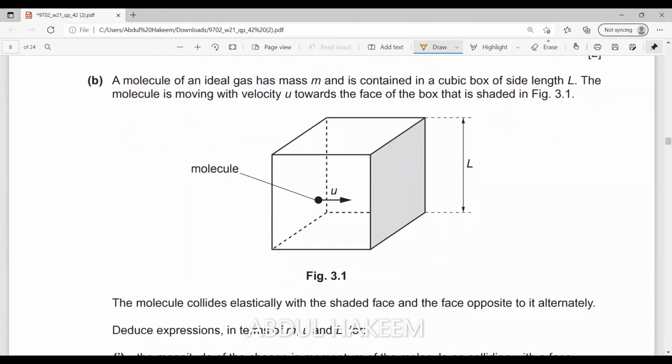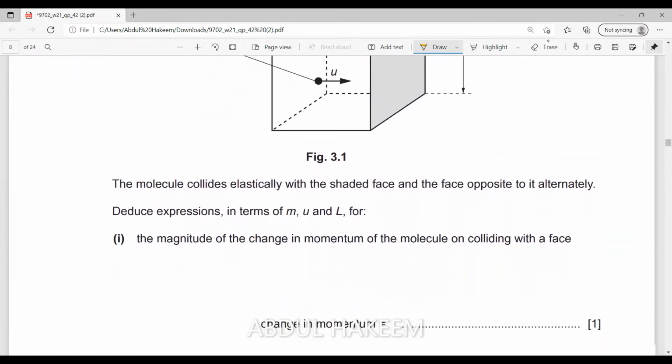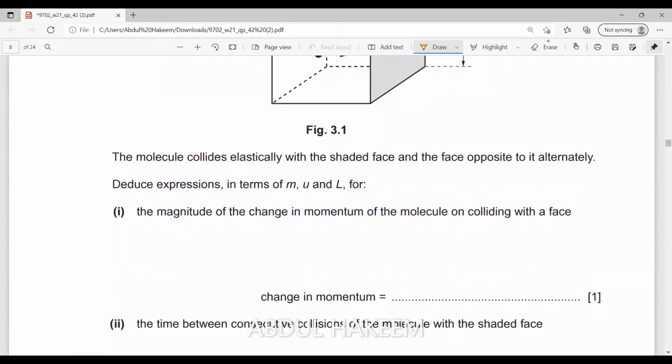Next, a molecule, just one molecule of an ideal gas, has a mass m and is contained in a cubic box of side L. The molecule is moving with a velocity u towards the face of the box that is shaded. The molecule collides elastically with the shaded face and the face opposite to it alternately. Deduce the expression in terms of m, u, and L for the magnitude of the change of momentum.